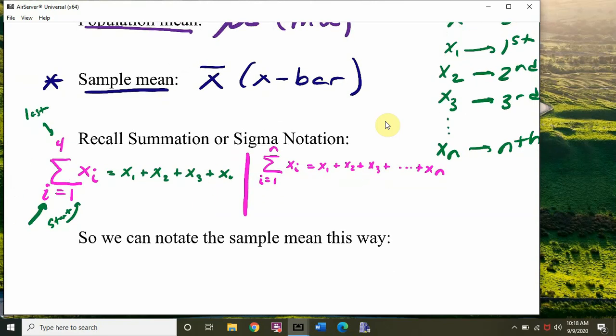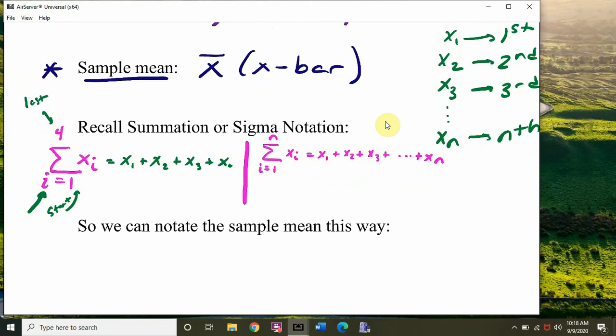Okay, but with this now, we can write a nice neat little formula for sample mean. Basically, if I want the mean of a sample, I'm going to add the first value, the second value, the third value, all the way until I get to that last value. And then what are we going to do? We're going to turn around and divide by the total number of values we have, which again is whatever that number n is. So here's a way of writing out x bar.